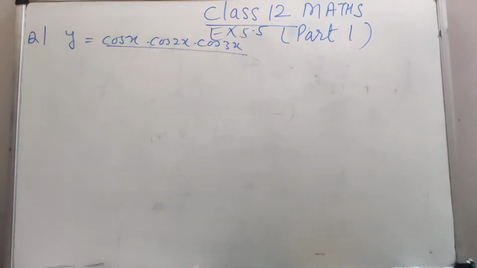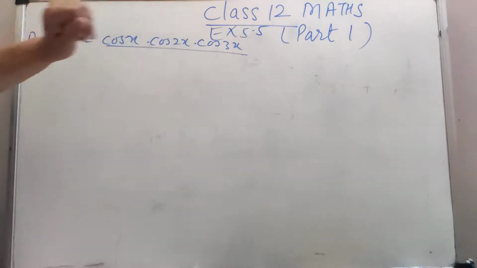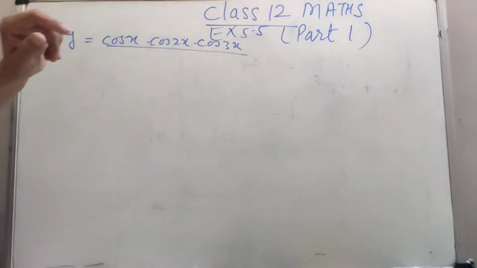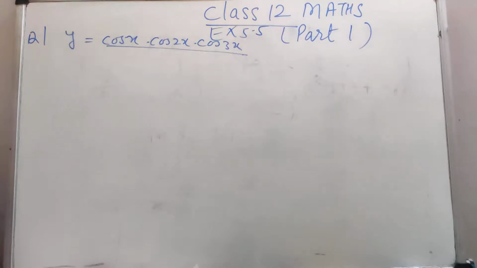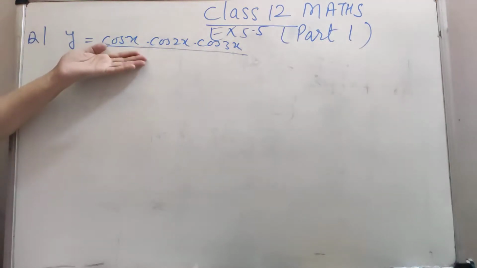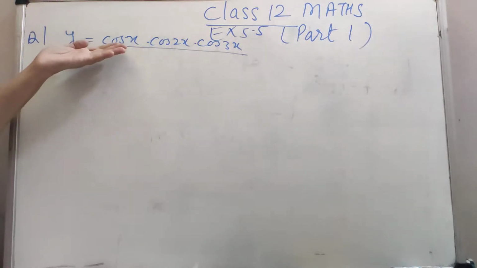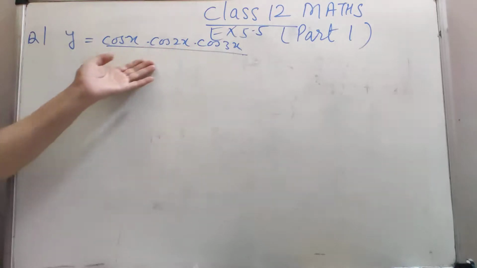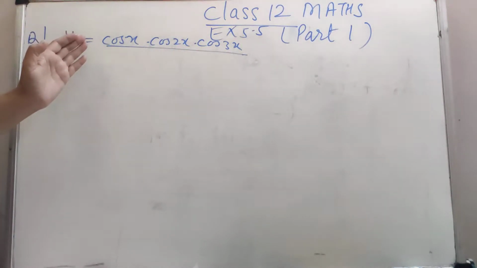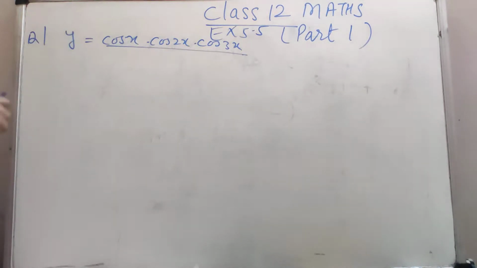Dear students, today's exercise is 5.5. y is equal to cos x, cos 2x into cos 3x. In the last exercise, you have seen that there is a bracket within, there is another bracket. But here the terms are different. So there is a product of three trigonometrical functions. This is a very good question if we do it with the help of logarithm.